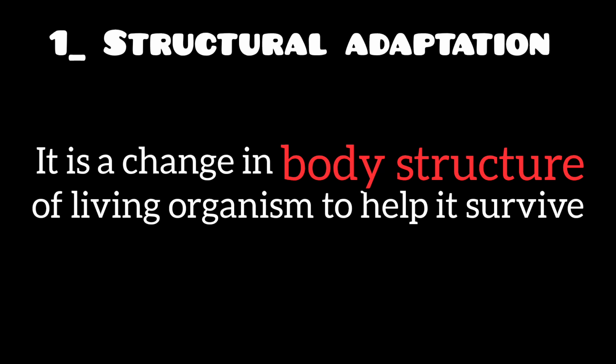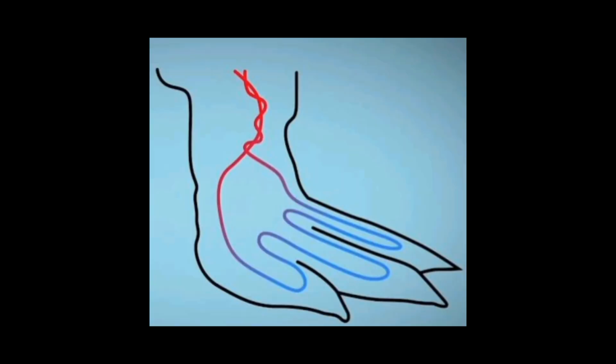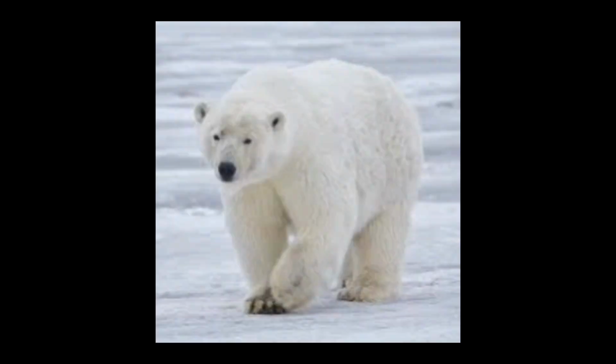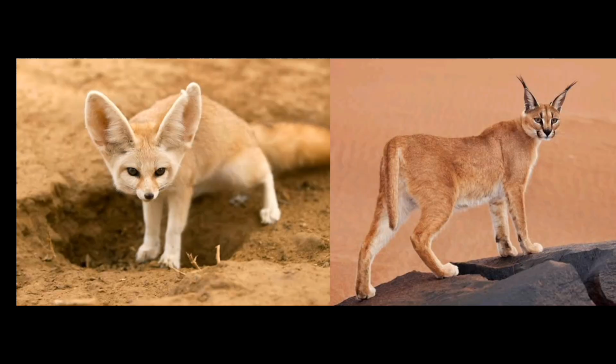Like what? Like blood vessels in the penguin's feet, and like the thick fur of a polar bear. Or like the sandy colored fur of fennec fox and caracal. So in structural adaptation, we are talking about the body parts of the animal.